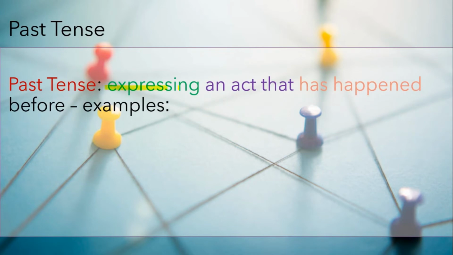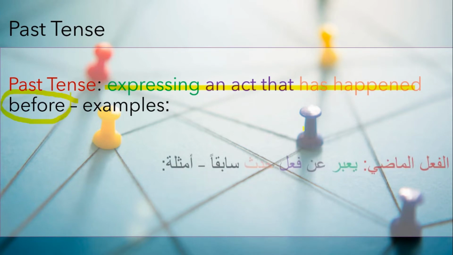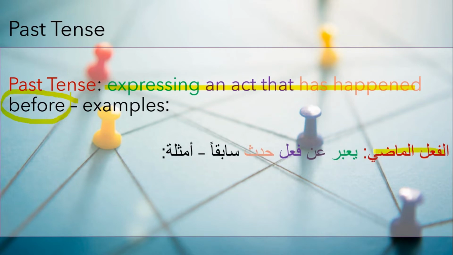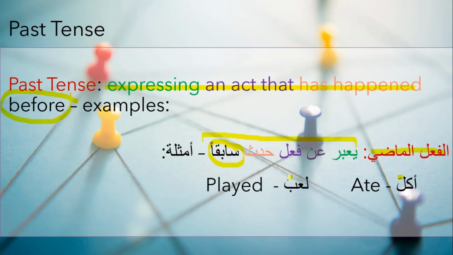So the past tense here expresses an act that happened before. This is exactly the same definition in English language. In Arabic, the past tense is الفعل الماضي, ماضي, past. يعبر عن فعل حدث سابقا. Already have been done already. It's done. So أكل, as you can see here, the critical mark here we are using is فتحة.